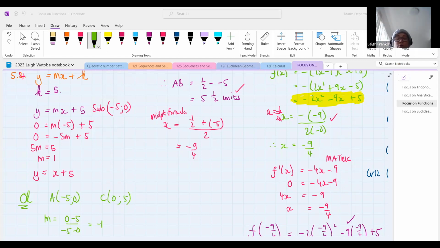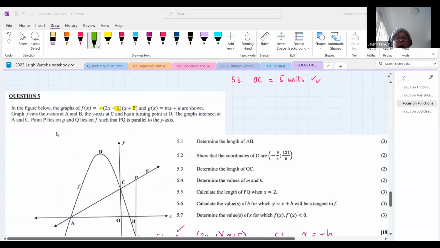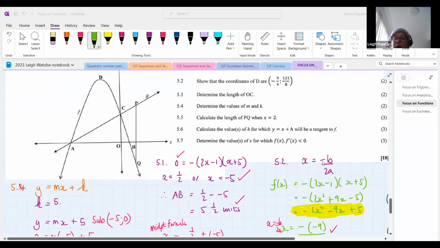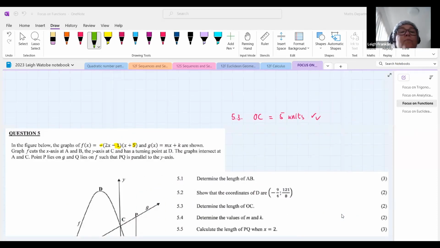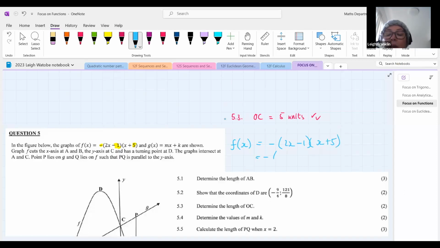Sure, Hlumelo. Do you remember when I multiplied these brackets out? I did that in question 5.2, and I got f of x in standard form. If you recall, I got 2x minus 1 times x plus 5. I'd leave the negative on the outside. That gives me 2x squared plus 9x minus 5. Then I multiplied through by the -1 and got minus 2x squared minus 9x plus 5. So this is f of x in standard form.